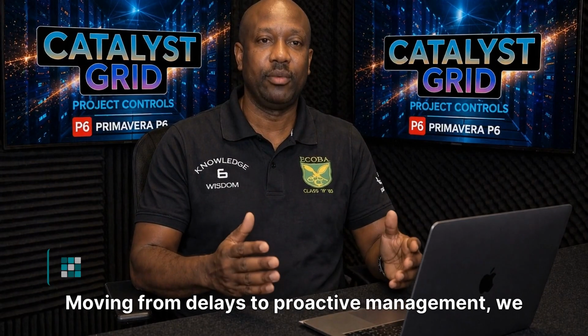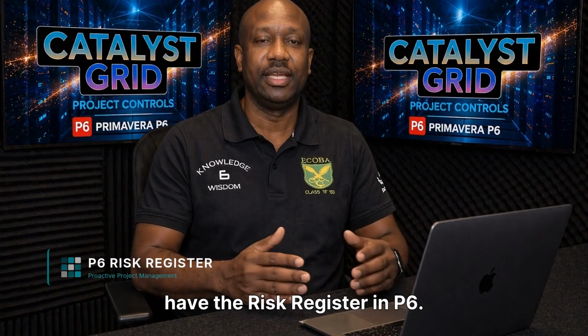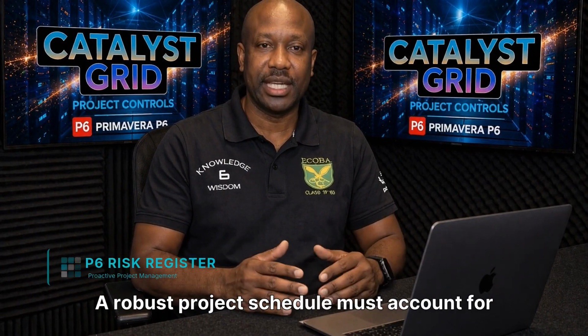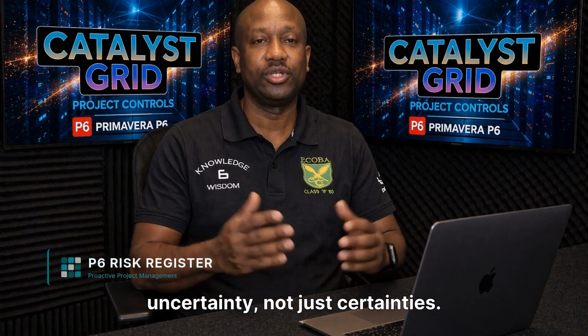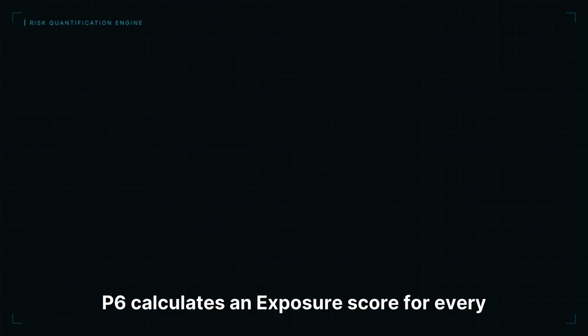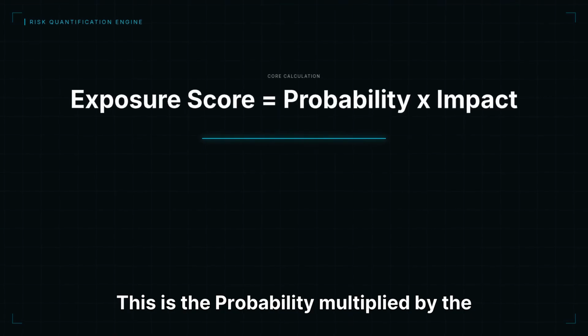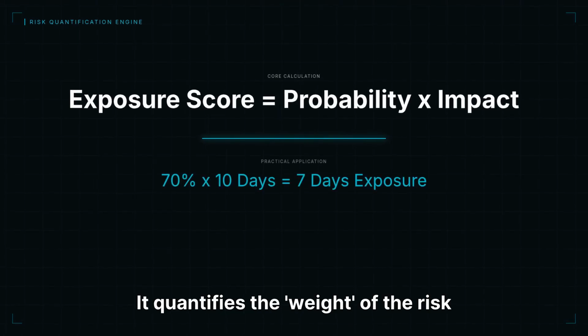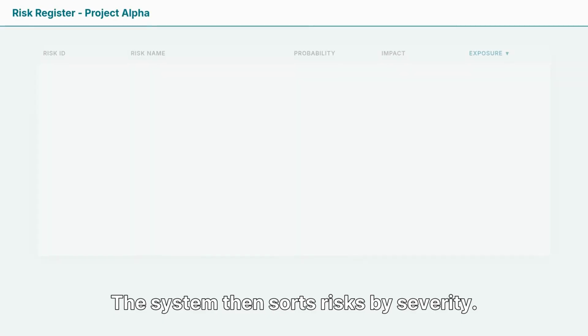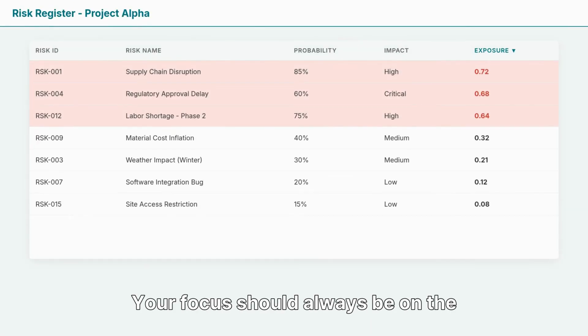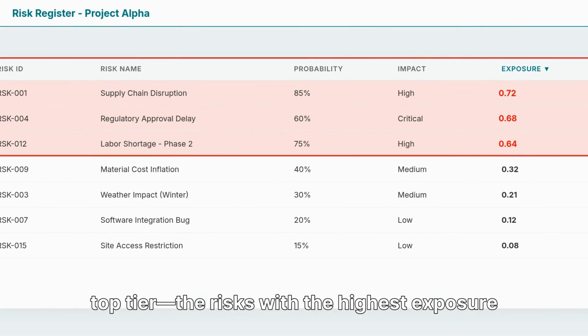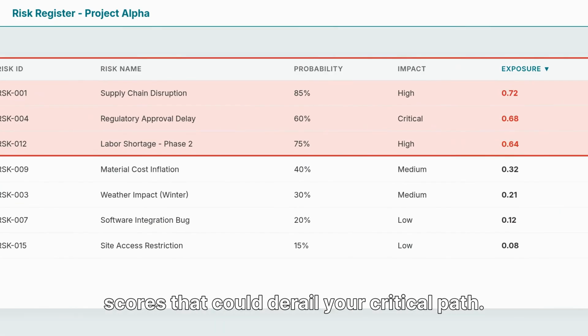Moving from delays to proactive management, we have the risk register in P6. A robust project schedule must account for uncertainty, not just certainties. P6 calculates an exposure score for every risk. This is the probability multiplied by the impact. It quantifies the weight of the risk on your timeline. The system then sorts risks by severity. Your focus should always be on the top tier, the risks with the highest exposure scores that could derail your critical path.